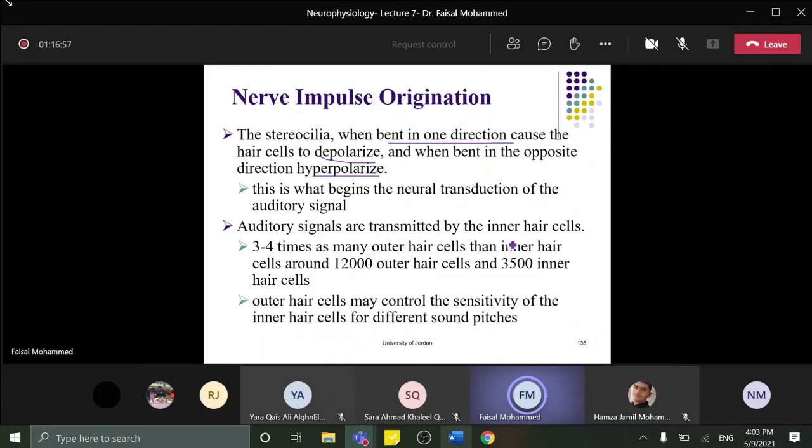Auditory signals are transmitted by inner hair cells, mainly inner hair cells. There are three to four times more outer cells: about 3,500 inner and 12,000 outer hair cells. Outer cells are mainly important for sensitivity and sharpness.